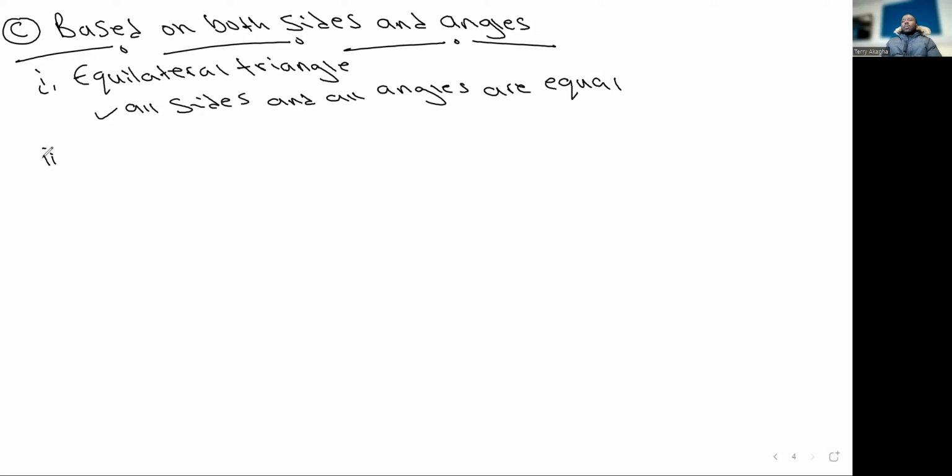Number two is the isosceles right angle triangle. In the isosceles right angle triangle, what happens here is it is an isosceles triangle, but also right angle. So that means it's a triangle in which two sides and two acute angles are equal, and one of the angles is equal to 90 degrees.